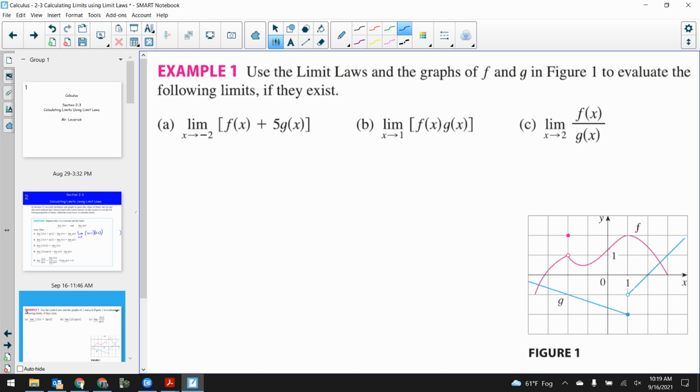This is the limit as x approaches -2 of this sum. Well, I could rewrite that to say, then that's the limit as x approaches -2 of f of x plus the limit as x approaches -2 of 5 times g of x. Whoa. And then I could also simplify it even more.